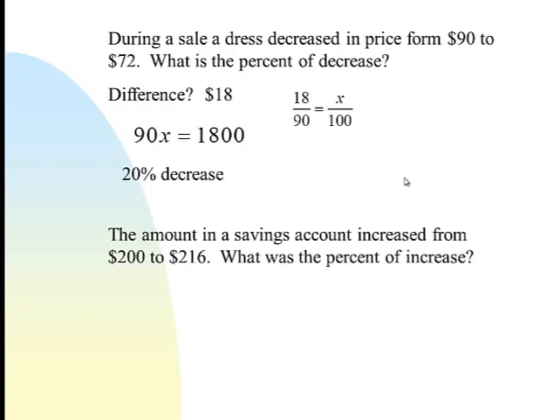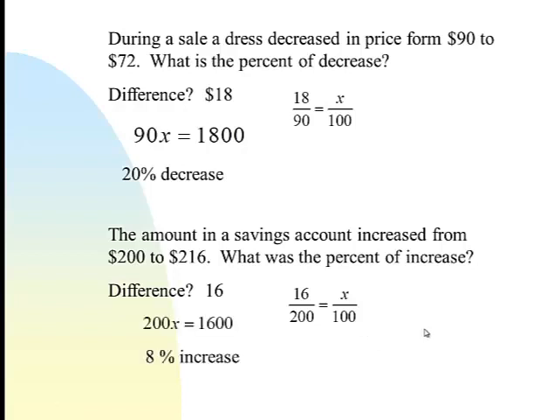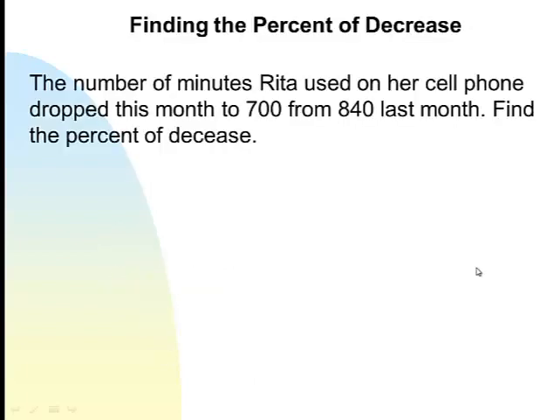All right, so what's my difference here? 16. What's my original? 200. So my proportion is going to be 16 over 200 equals x over 100. My equation, 200x equals 1600. And my answer is an 8% increase because it's going up. All right, you get to do this one on your own. Bring it to class tomorrow.